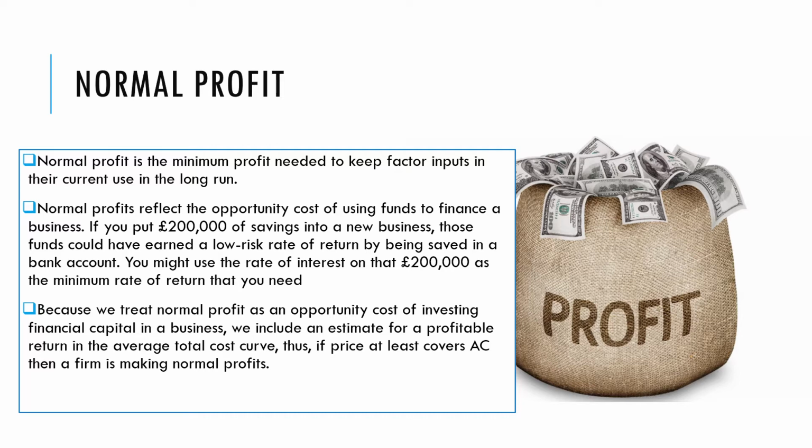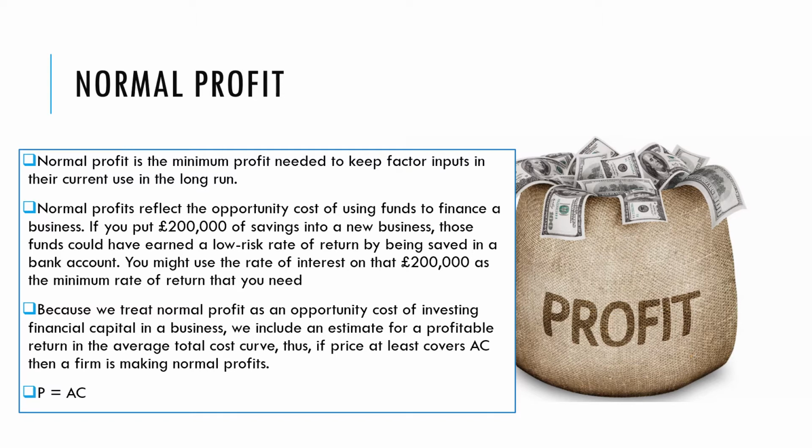Now, as economists, when we're looking at business, we include this opportunity cost as part of our costs. We say there are the basic accounting costs, the raw materials and so on, but then we also include this opportunity cost. So the average cost curve includes this return on our assets that we would otherwise get with an alternative investment. So as long as the price covers these costs, including the opportunity cost, the return we could have got elsewhere, then we would say the firm is making normal profits, and it will stay using those factors in that particular industry in the long run.